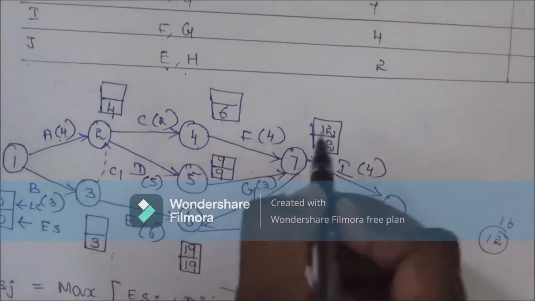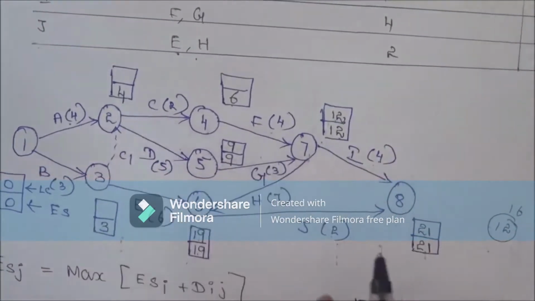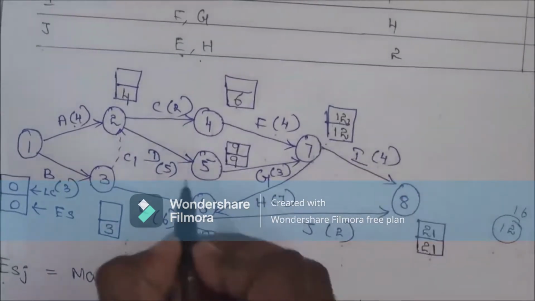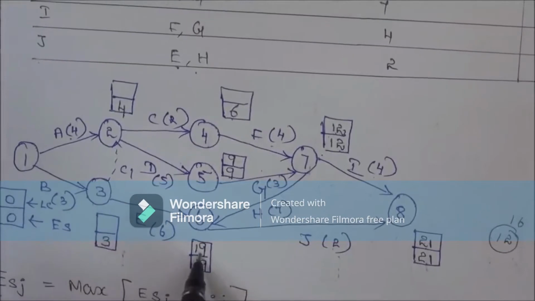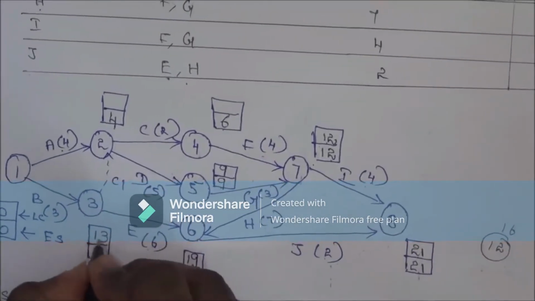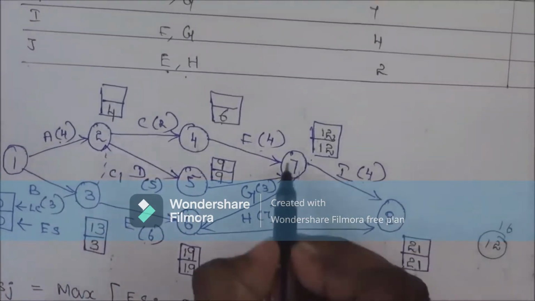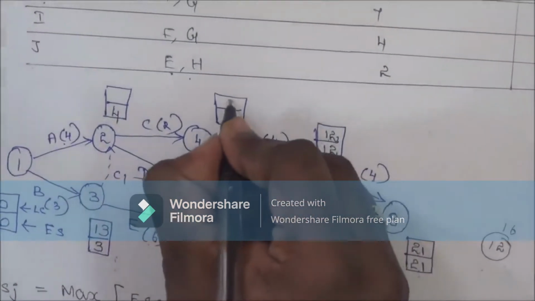Similarly, 12 minus 4 will result in 9. Then we have to consider 19 minus 6, it is 13. Then 12 minus 4 results in 8.